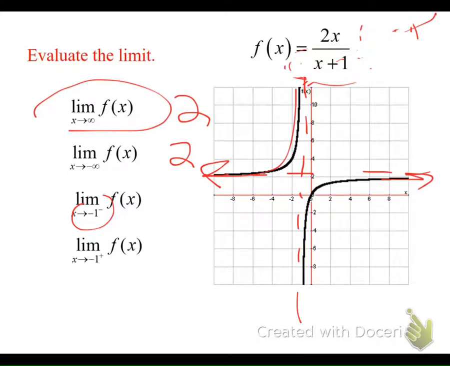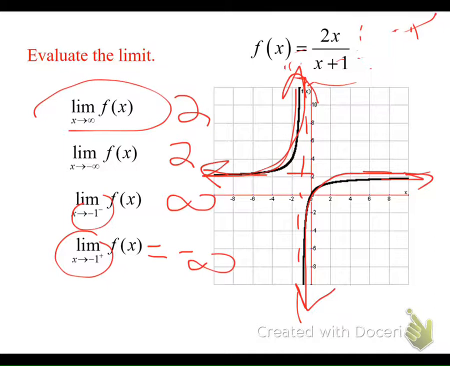So as you approach a vertical asymptote, you're going to go to either infinity or negative infinity. So as x approaches -1 from the left, this graph goes to positive infinity. As x approaches -1 from the right, the graph goes to negative infinity. And they're not always opposite. It is possible for a graph to both go the same direction.